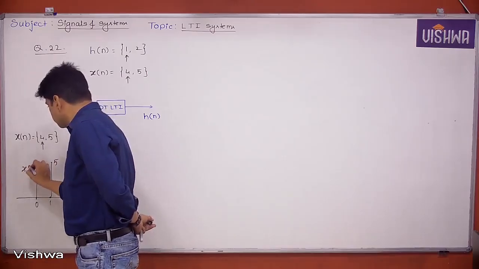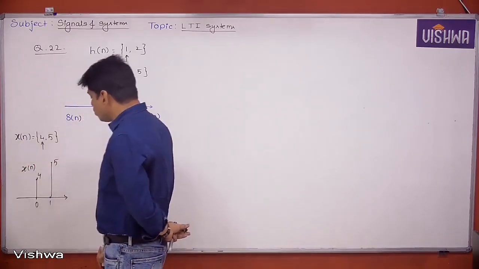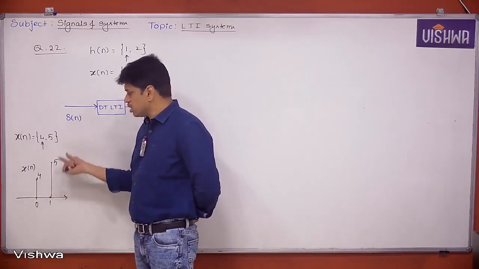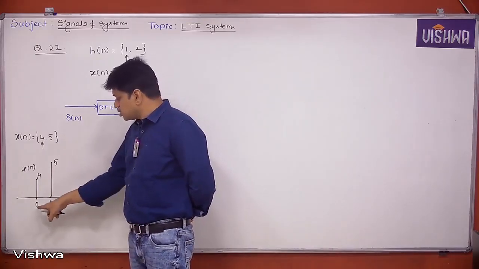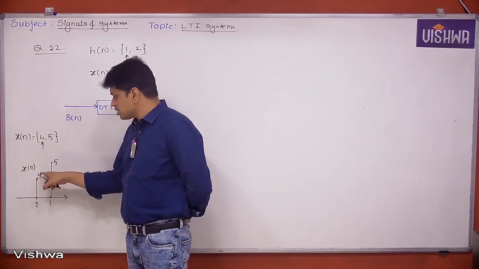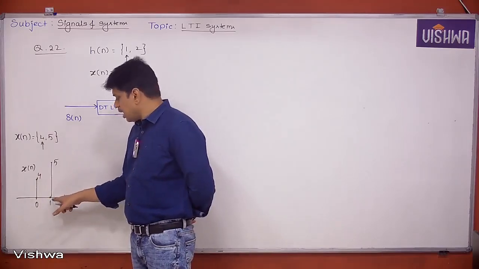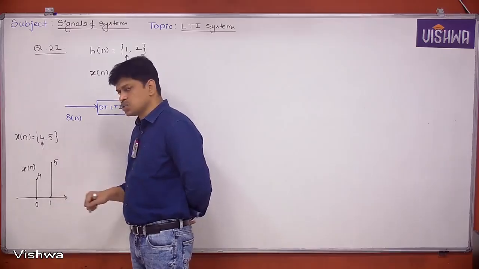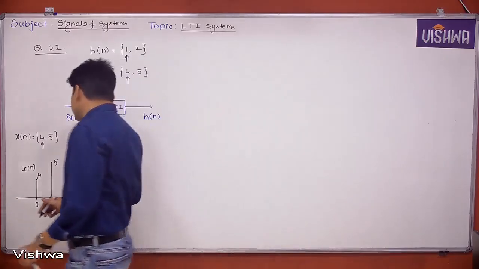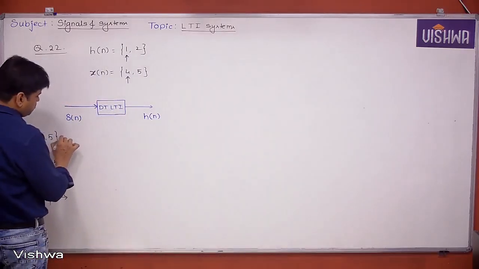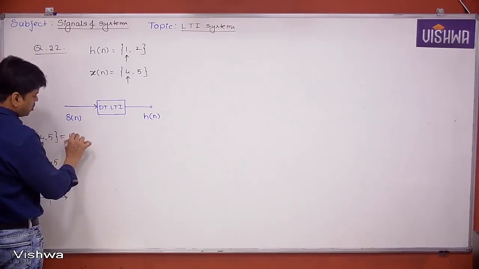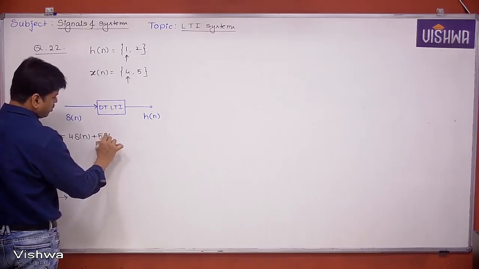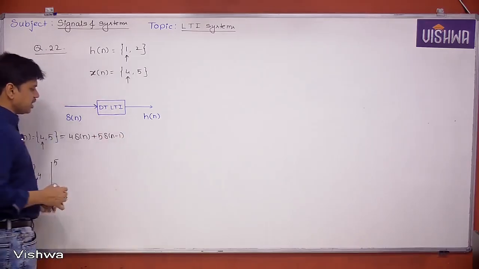That's what x of n. Now, what I am doing is, can I represent x of n in terms of impulse functions? Yes. At 0, we are having an impulse function with strength equal to 4. And at 1, we are having an impulse function delta n minus 1 with strength equal to 5. So, we can represent this x of n like 4 delta n plus 5 delta n minus 1. We can represent it like this.